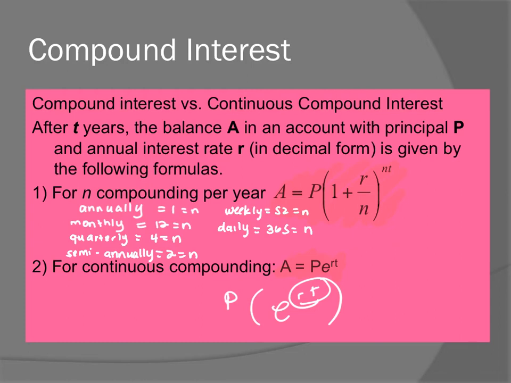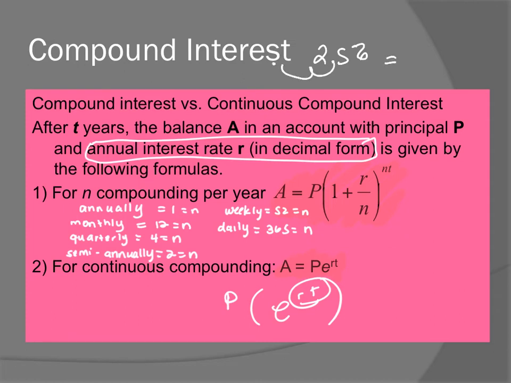Okay, so notice one other thing, that this interest has to be in decimal form. So if I told you that it's the interest rate of 2.5%, how do I get from percent to decimal form? Move the decimal 2 places to the left. So this is 0.025, okay? It's the biggest mistake people make. You've got to move the decimal first.